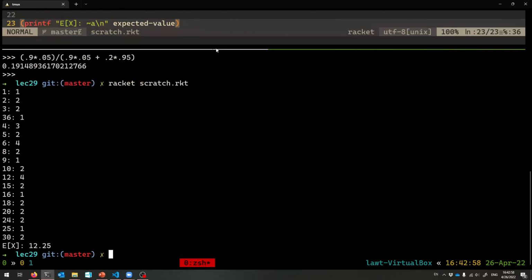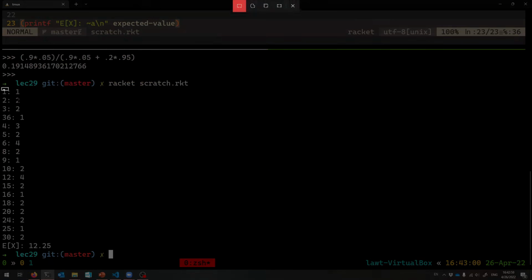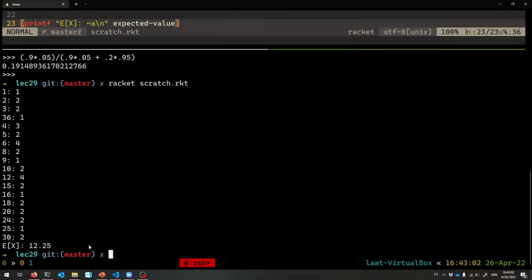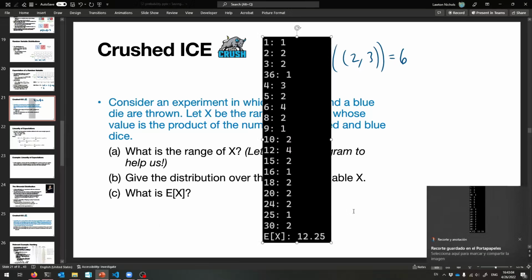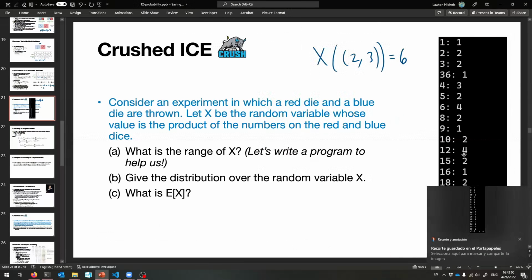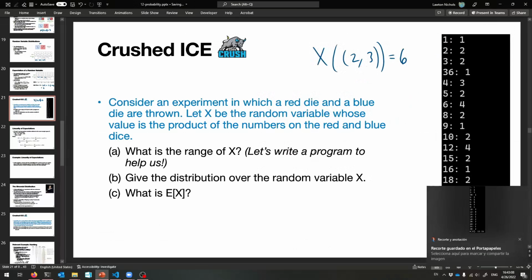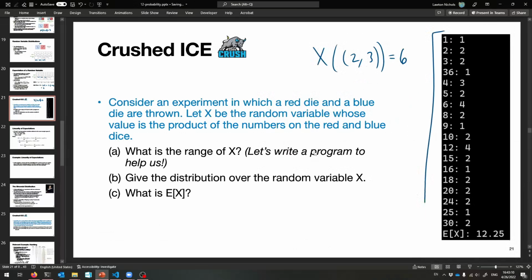There it goes. So let's take this and bring it into our slides. So first of all, the distribution. What is the range of x? It's all these things before the colons. Here are all the numbers that you could get back from rolling 2 dice. I always get that wrong. So like 36 is the biggest option, right? Because they were both 6. But here are all the other numbers that you could get. 1, 2, 3, 4, 5, 6.